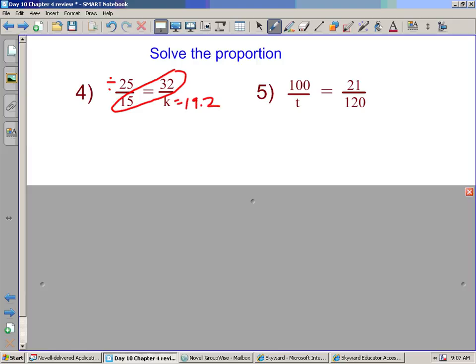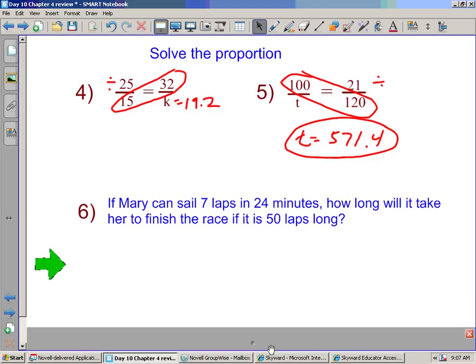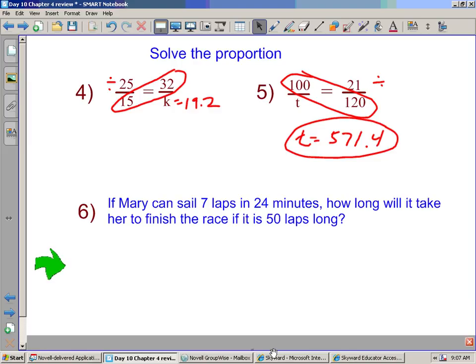In our second problem, again, we look at doing our cross multiplying and then dividing. So 120 times 10 divided by 21 gets about P equals 571.4. Good. Once we looked at how to solve a proportion, then we looked at how to use a proportion.